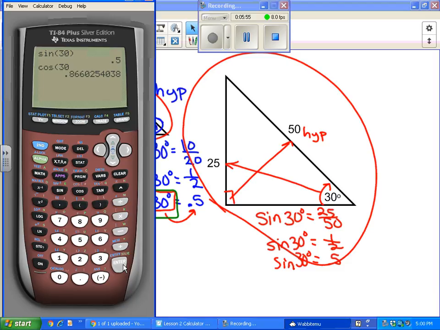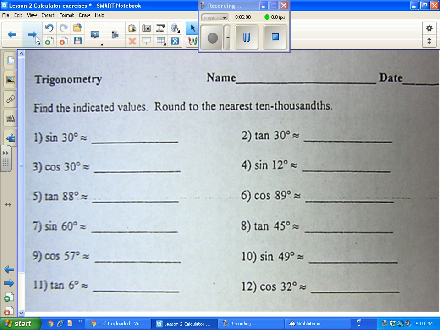But I don't like to do that. I like to put my parentheses on there. Tangent of 30, closing my parenthesis, can give me a different ratio. Okay. So it's as easy as putting these numbers in the calculator. So let's just see if we can do a few.